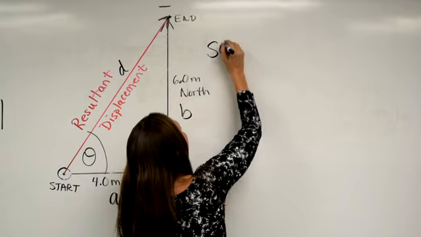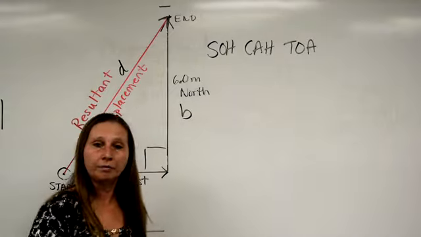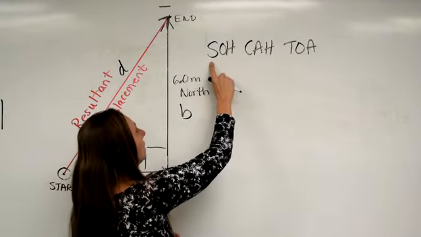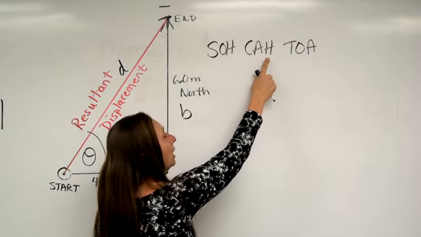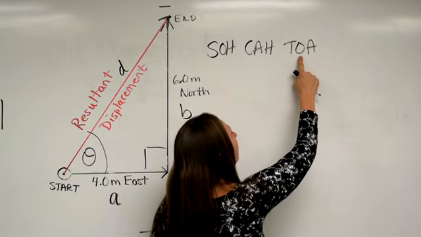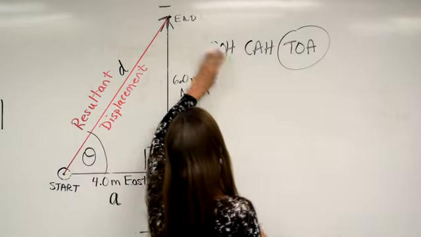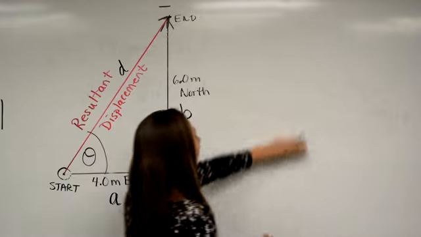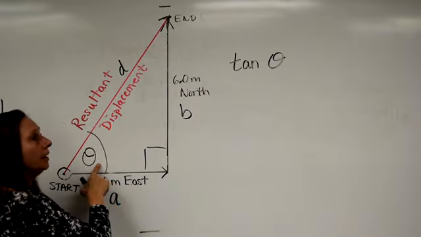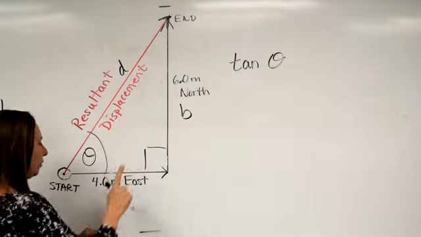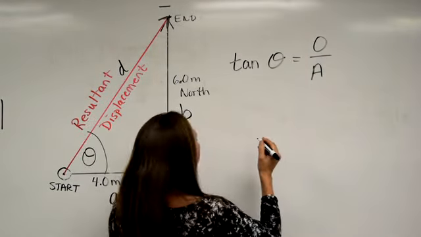Remember, SOHCAHTOA. In trigonometry, that means the sine is the opposite over the hypotenuse. The cosine of the angle is the adjacent over the hypotenuse. The tangent of the angle is the opposite over the adjacent. Since we are going to be using opposite and adjacent, we're going to use tangent to figure out that angle. So, tan theta, there's theta, equals the opposite over the adjacent.